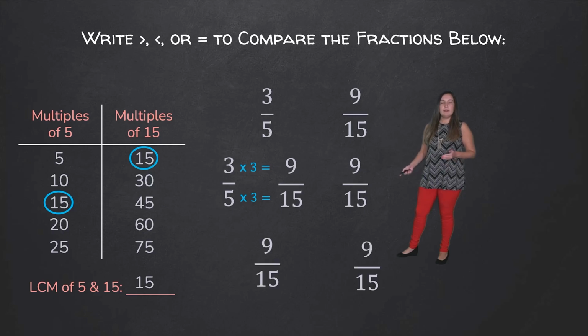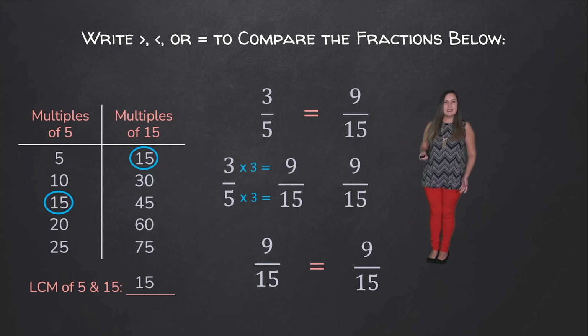We know that 3/5 is equal to 9/15, and 9/15 we just brought down. If we look at both fractions, both the denominators and numerators are the same, so they are equivalent, meaning that 3/5 and 9/15 are also equivalent. And that's it.